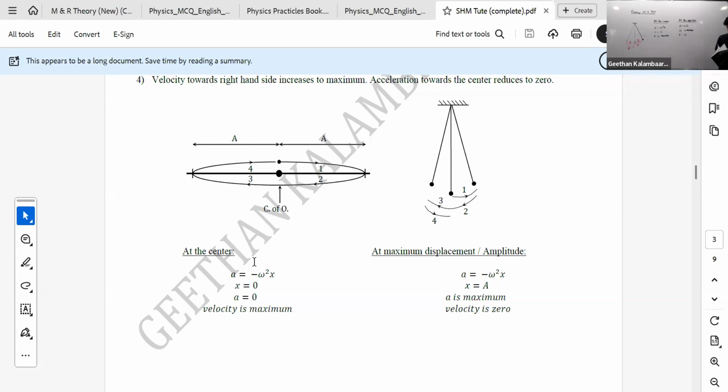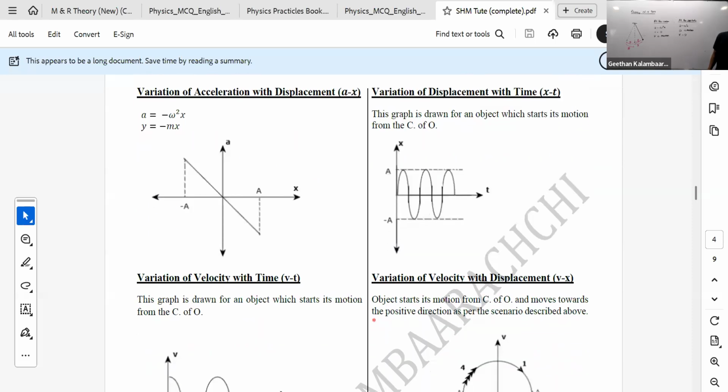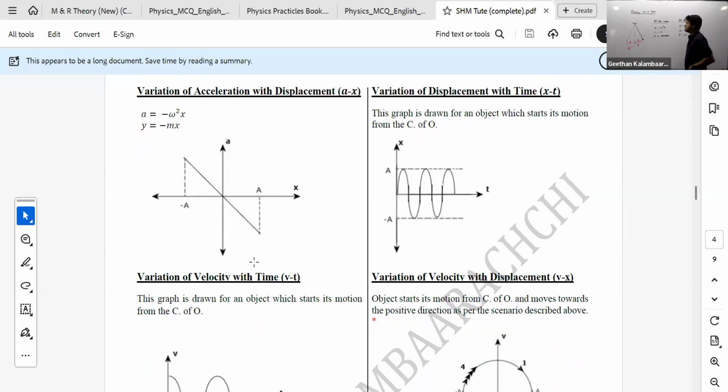Right. Go to the next page, page number 3. On page number 3, you can see a set of graphs.